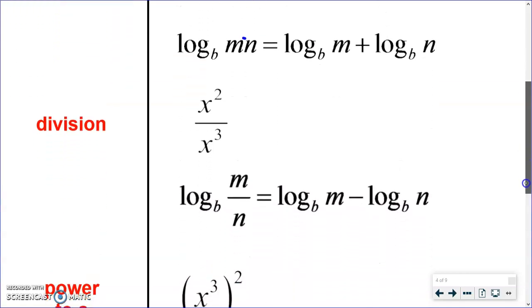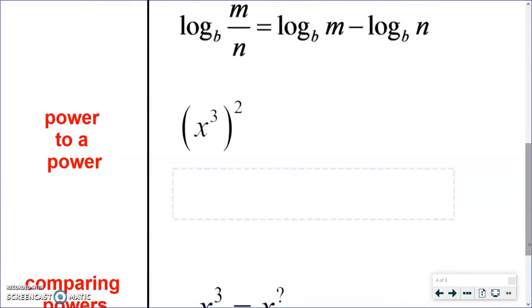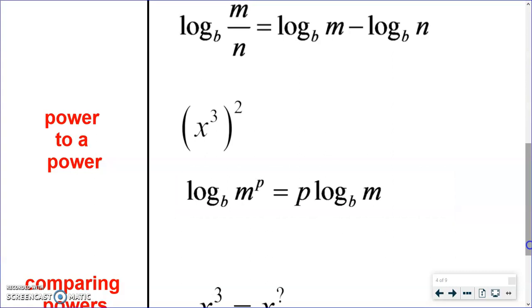And for one final example, we have a power to a power. So we know if we have a power to a power, normally we would multiply those powers. This one gets a little bit different. Notice how that power jumps all the way into the front and is multiplied. So it goes from being an exponent on the m to being in front. So it's like p times the log base b of m.